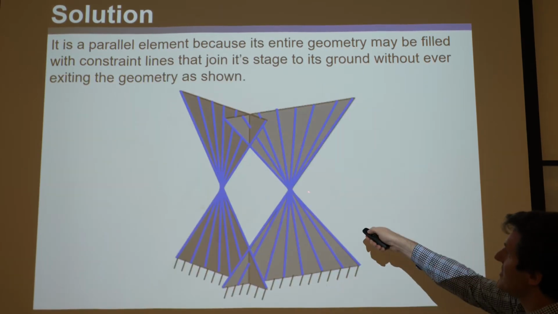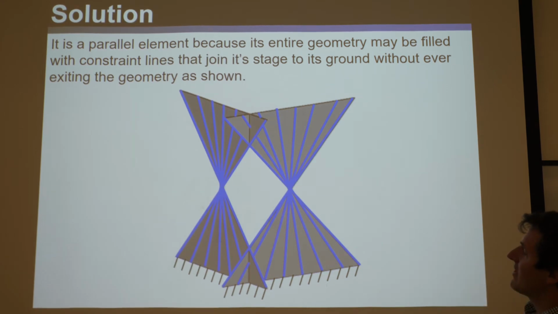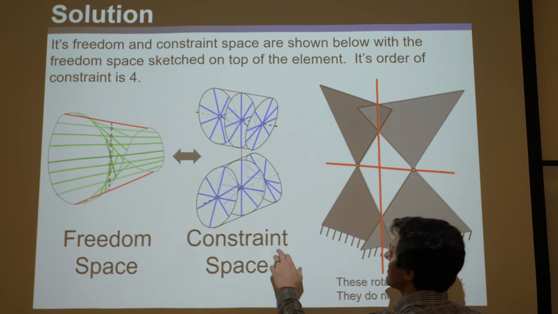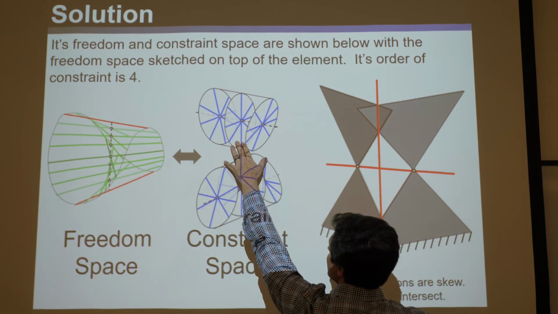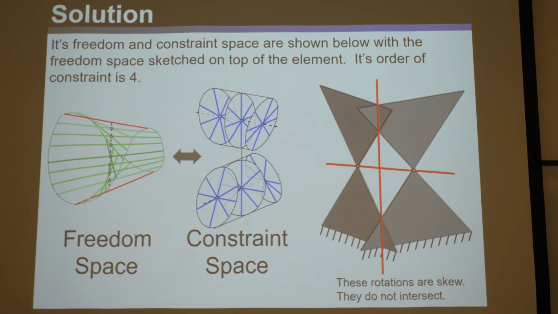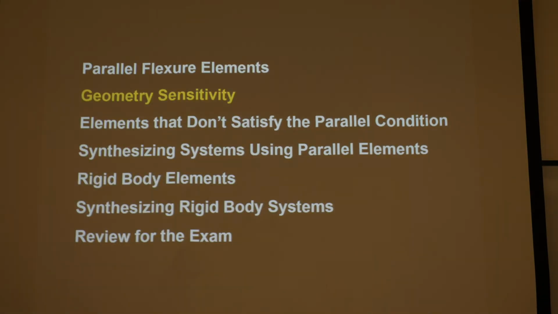And you can kind of already see those are kind of disks within the constraint space. Okay? And so what's its order of constraint? Well, you look it up, and this has 2 degrees of freedom. So 6 minus 2, this is 4. So it has an order of constraint of 4. Okay?